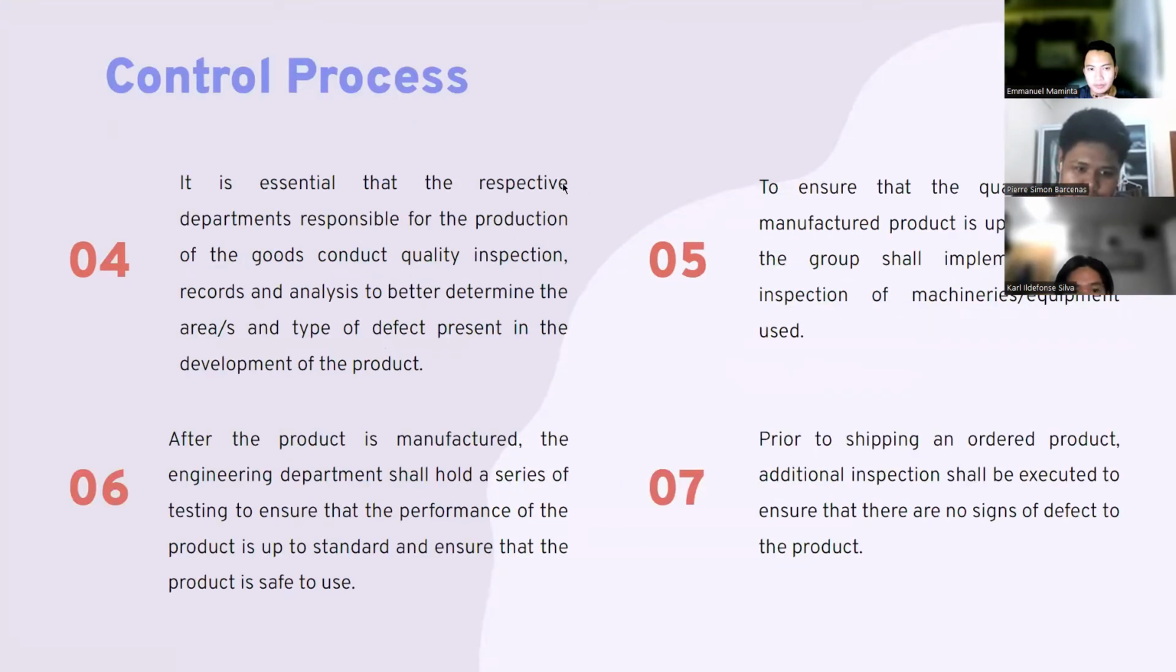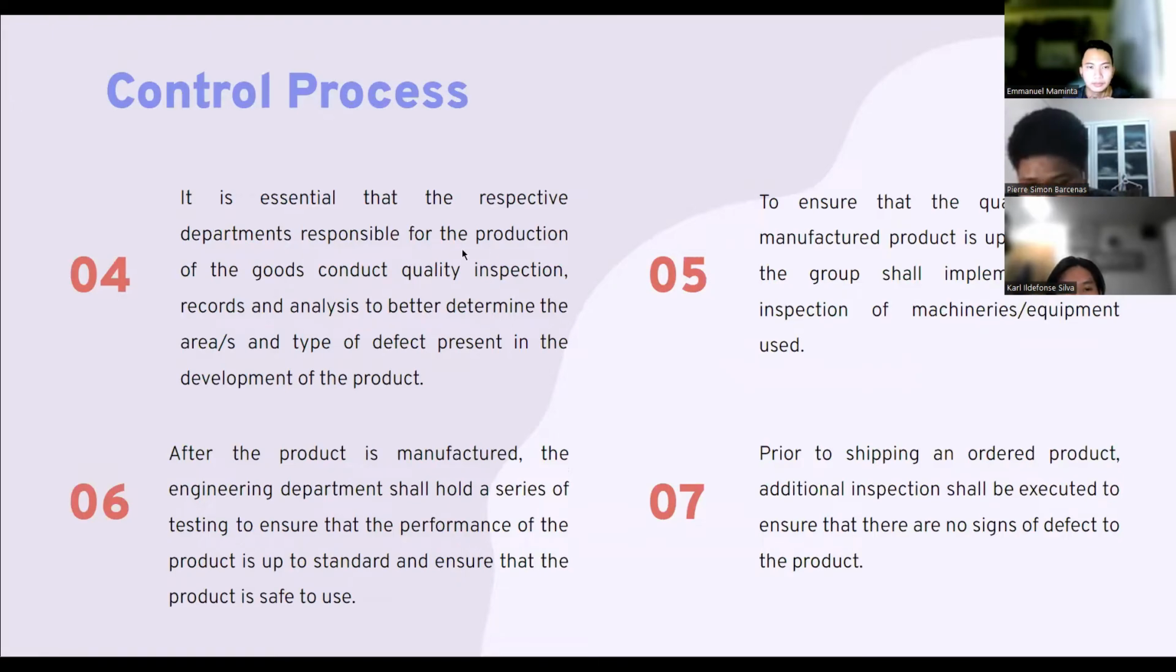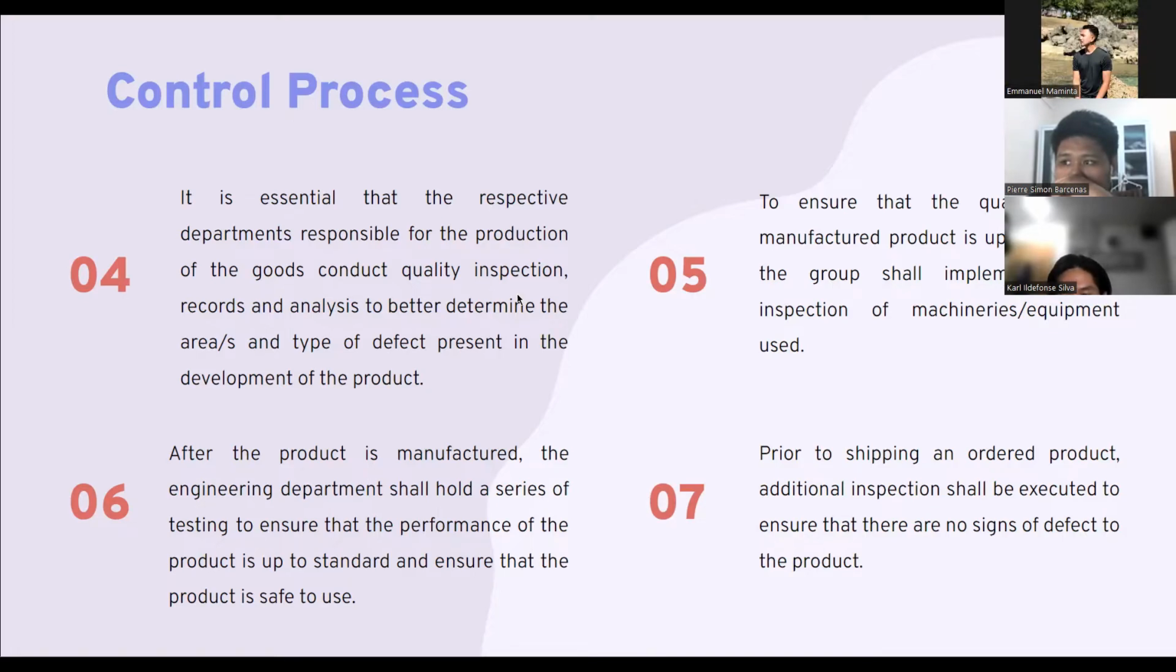Next, continuing the control process that shall be implemented by the group to alleviate the product defects. It is essential that the respective departments responsible for the production of the goods conduct quality inspection, records, and analysis to better determine the areas and type of defect present in the development of the product. Then, to ensure the quality of manufactured product is up to standard, the group shall also implement a regular inspection of the machineries or equipment that shall be used to manufacture the said product.